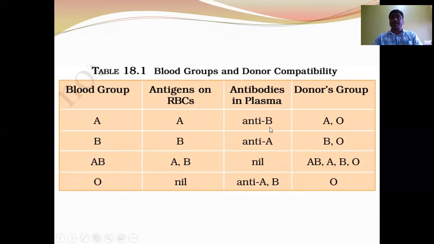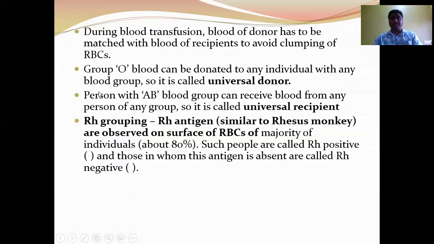An A blood group person can donate blood to A and AB, and a B blood group person can donate blood to B and AB. An A blood group person can receive blood from A and O. The B blood group person can receive blood from B and O. An AB blood group person can receive blood from AB, A, B, and O. An O blood group person can receive blood only from the O blood group. Incompatible blood transfusion leads to the clumping of blood.